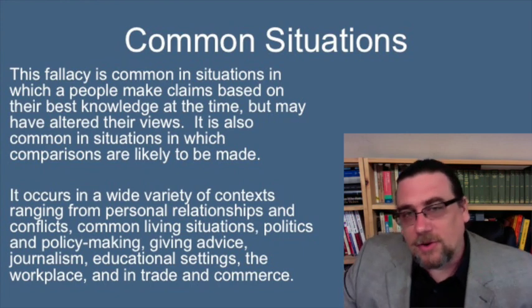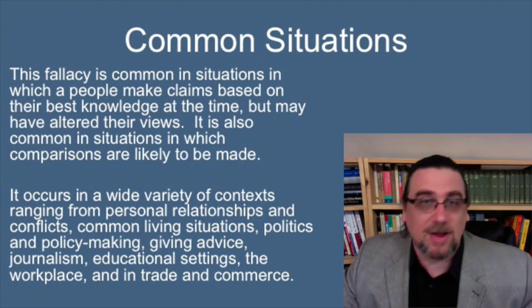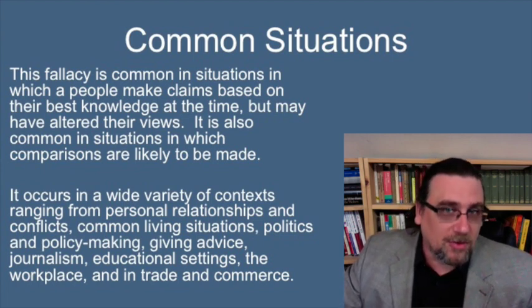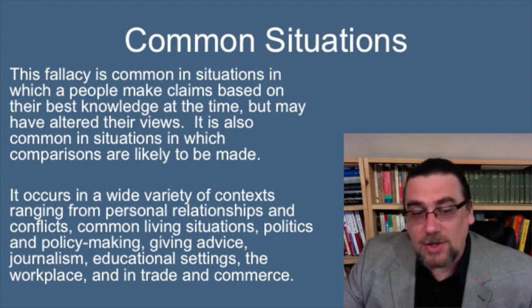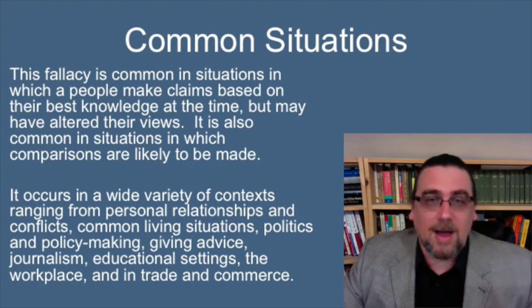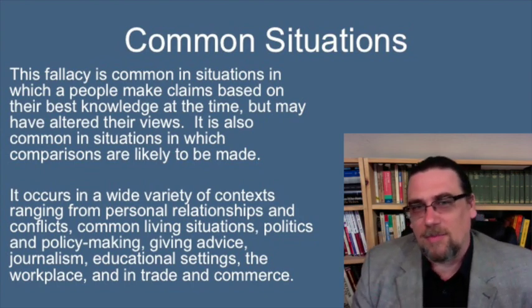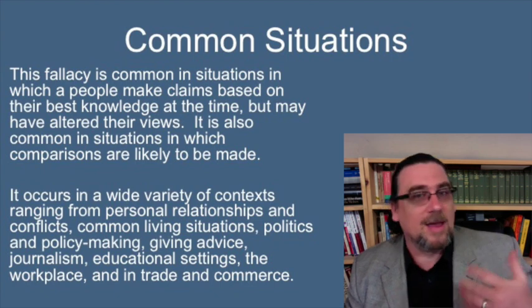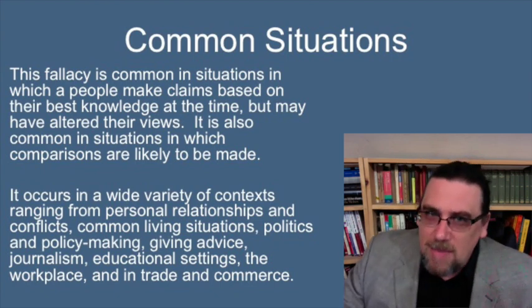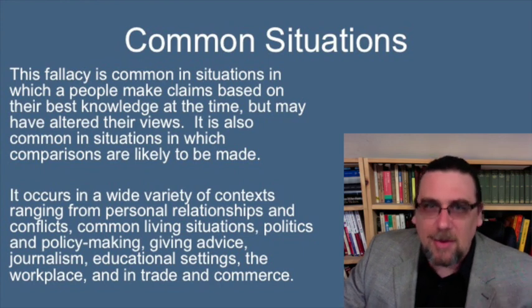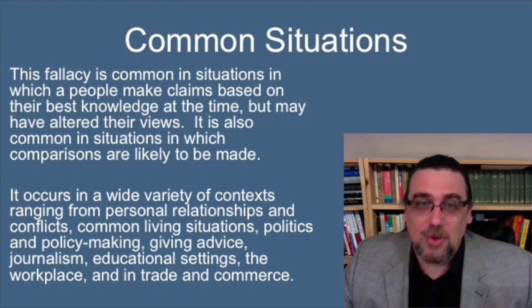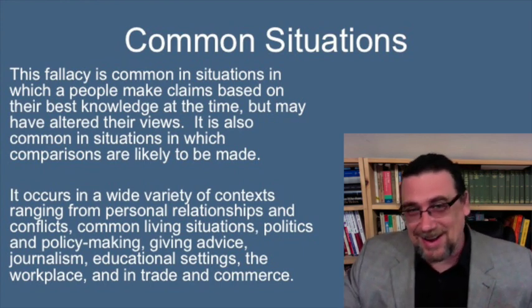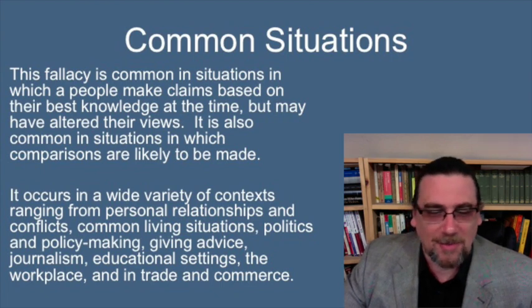It also is common in situations in which comparisons are likely to be made between people, between situations. So, what are some of the common ranges of contexts? Well, personal relationships and conflicts. This is a very common accusation on the part of many people, and indeed there may in fact be inconsistencies, but that doesn't necessarily mean that what the person is saying thereby becomes false. Common living situations: when you have to live with other people, you observe them from day to day, inconsistencies will often come to light.